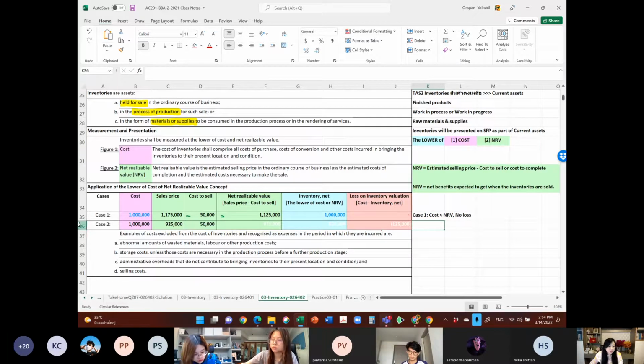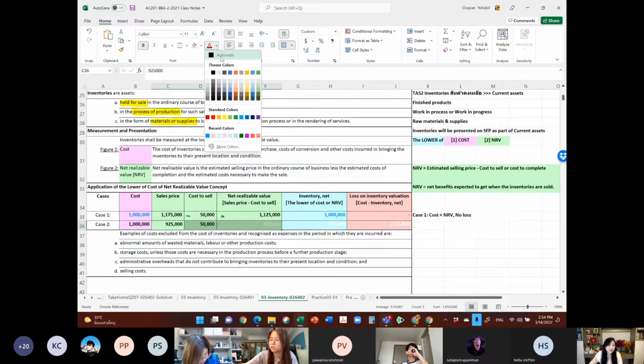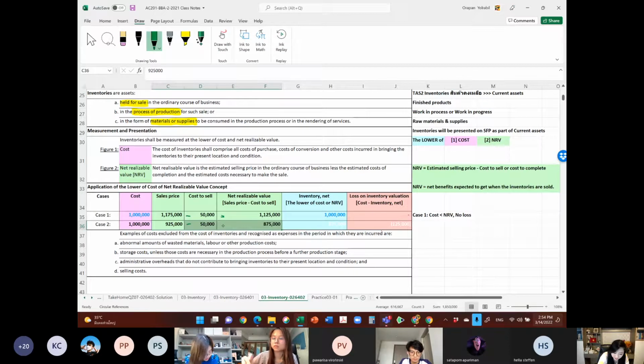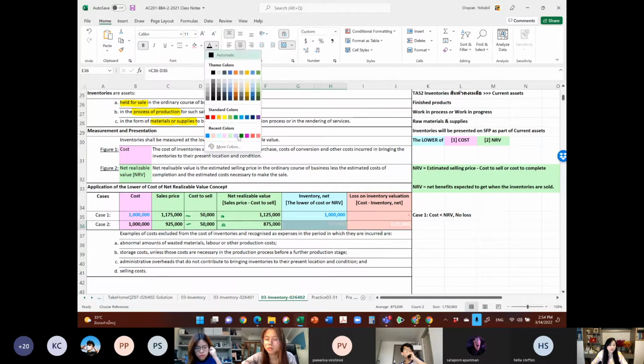Now for case number 2, again, the cost is 1 million. But if you do the calculation, you're going to get 875,000 in the net realizable value. So minus, and then equal. So over here, the net realizable value is 875,000. So which amount is lower? The NRV is actually lower.